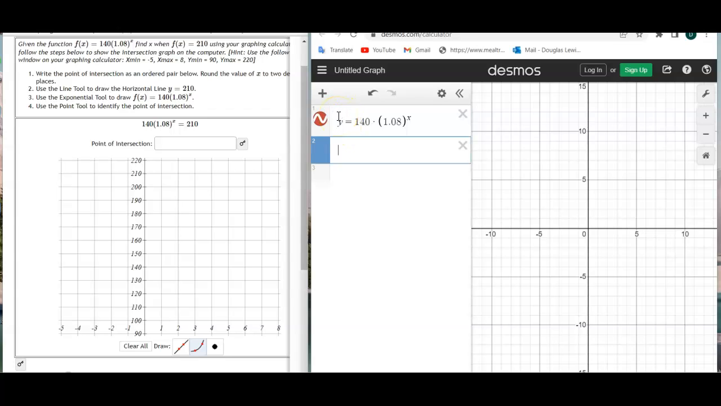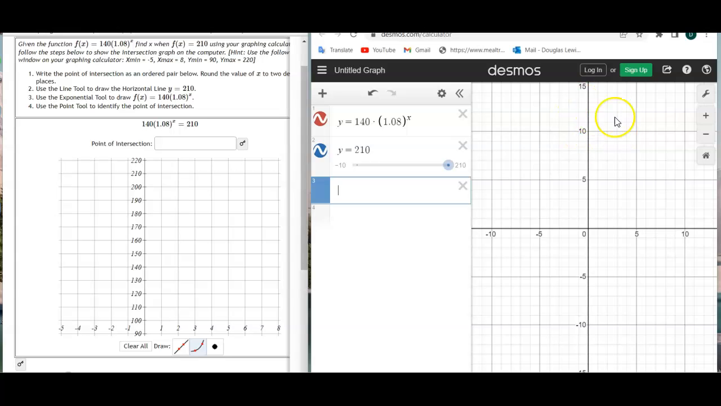So we go ahead and enter, and notice it doesn't show up. Why is that? Well, when x is 0, 1.08 to the 0 is 1, and 140 times 1 is still 140. So the vertical intercept is really high. Also, the next function we're going to graph is y equals 210. So we plug in y equals 210. Notice again, it doesn't show up on here.